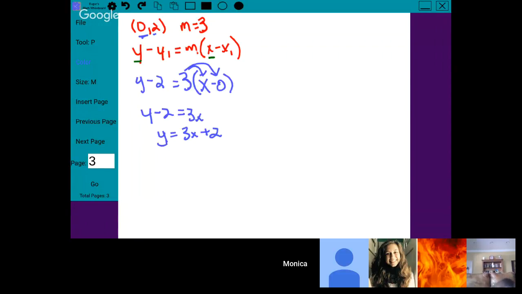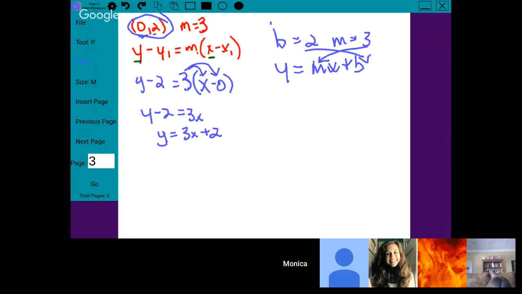Okay, Ethan, on that one, you really don't need to do that formula, because this point is your y-intercept, so that is your b. That tells you that b equals 2, m equals 3. So when you do y equals mx plus b, you just plug in like this, okay?